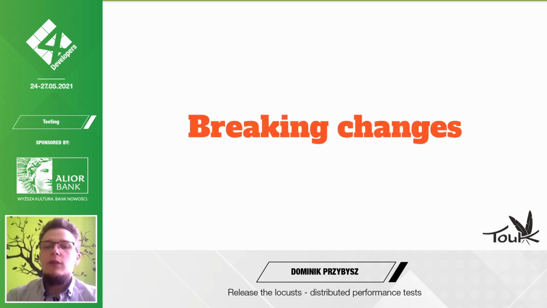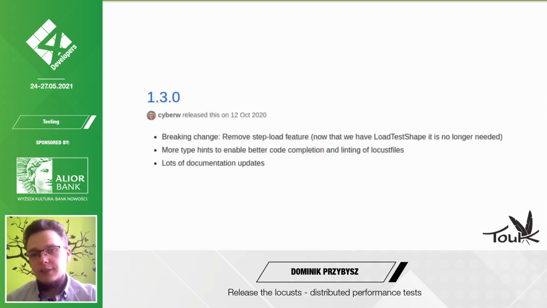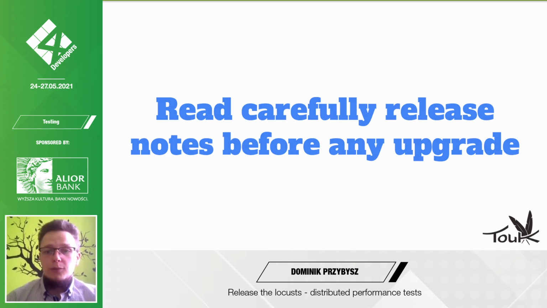The last problem that I want to mention is the problem with breaking changes. We have found that the maintainers of Locust don't use semantic versioning. So when going to version 1.3, in release notes, we have only the short information that this release contains a breaking change and deal with it. So when you want to use Locust, read release notes carefully before any upgrade, because something could just be turned off from your code.